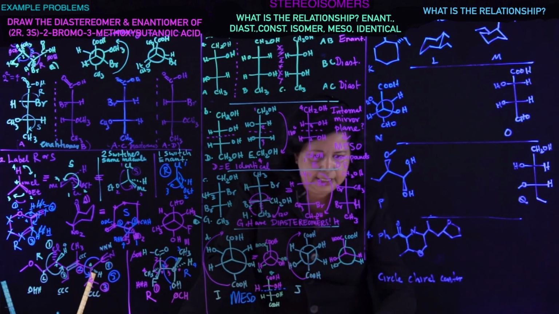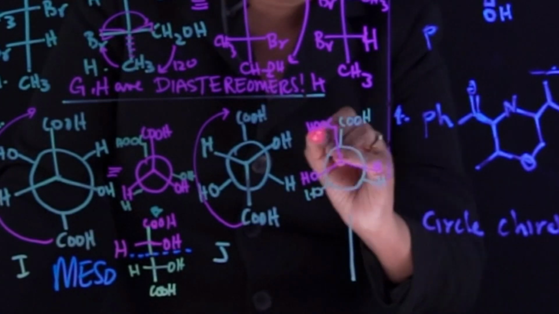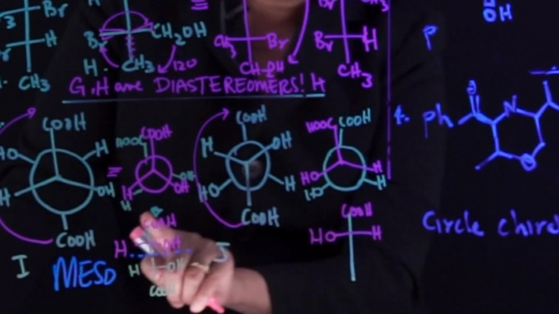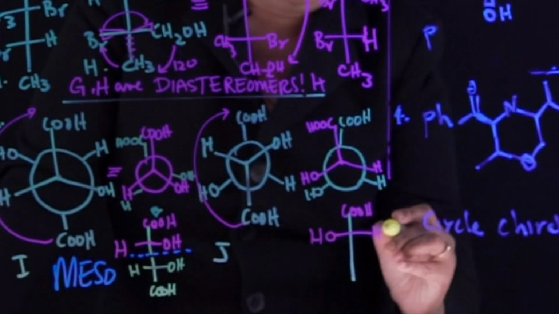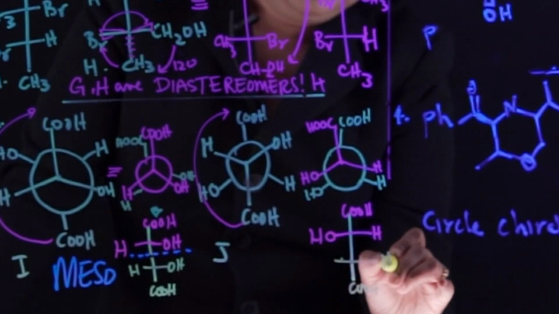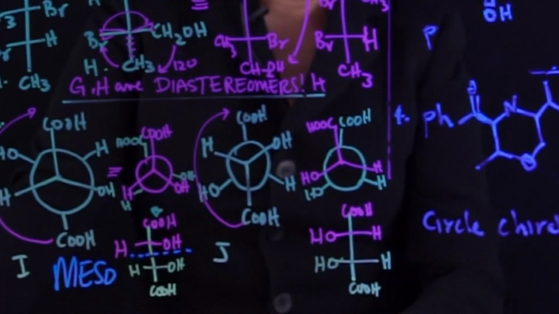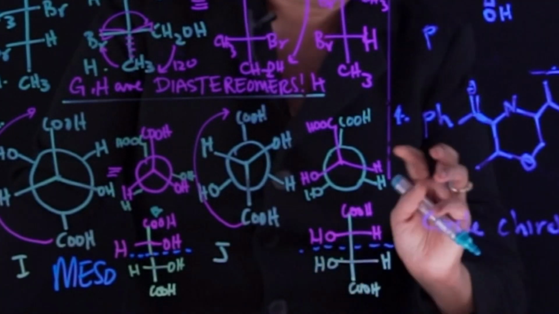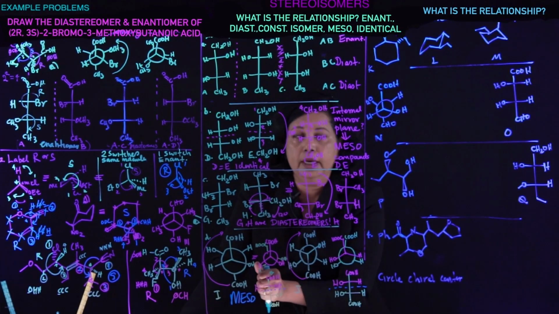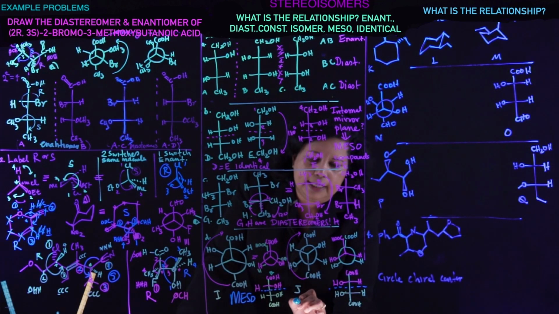So you can see that over here, the carboxylic acid, hydroxyl, and hydrogen are kind of flipped, but so is the bottom, and that would be okay if it's not a meso, and you would have mirror images. But since this is a meso, you can see how you can take this, do a 180-degree rotation, put it right on top of this. So I and J are meso, and they are identical.